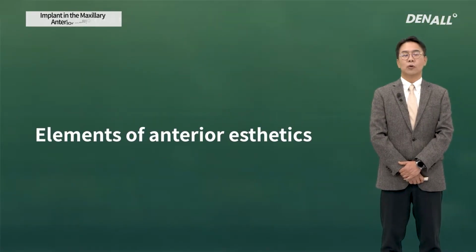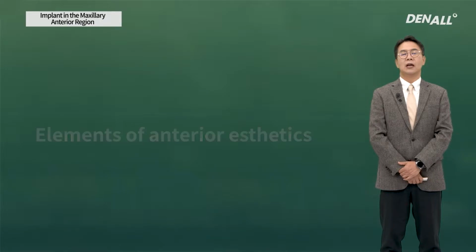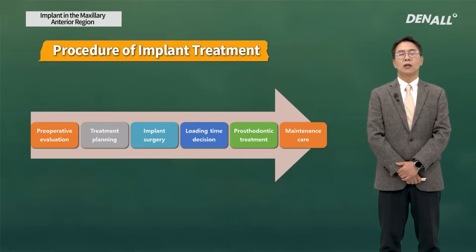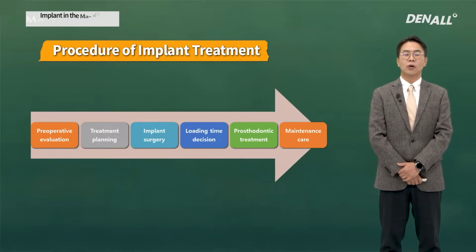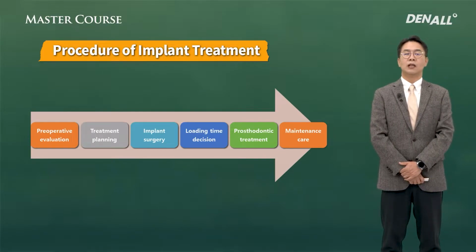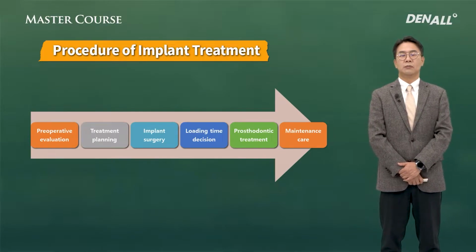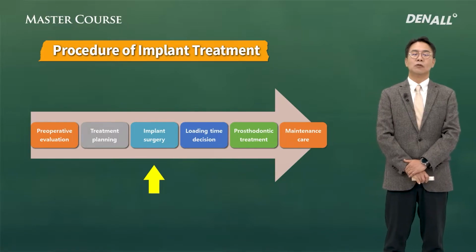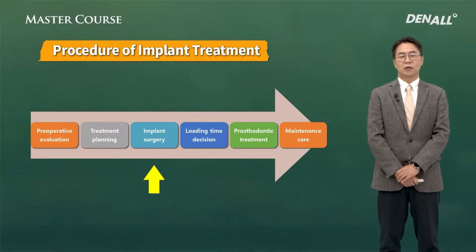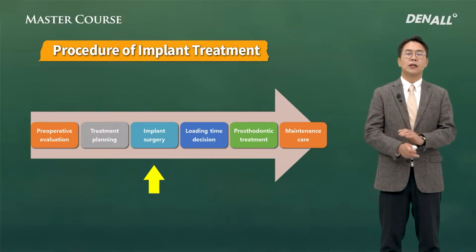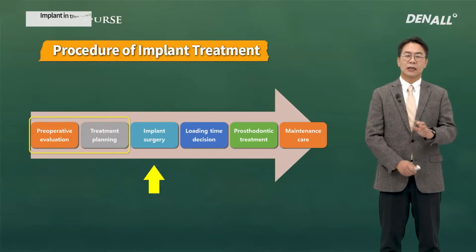First, elements of implant. Procedure of implant treatment. First, pre-op evaluation and treatment planning, and then implant surgery and prosthetic treatment and maintenance care. In many cases, we are too focused on implant surgery, and we make too much effort focusing on that. However, there are determining factors for the surgery. The most important one is pre-op preparation.